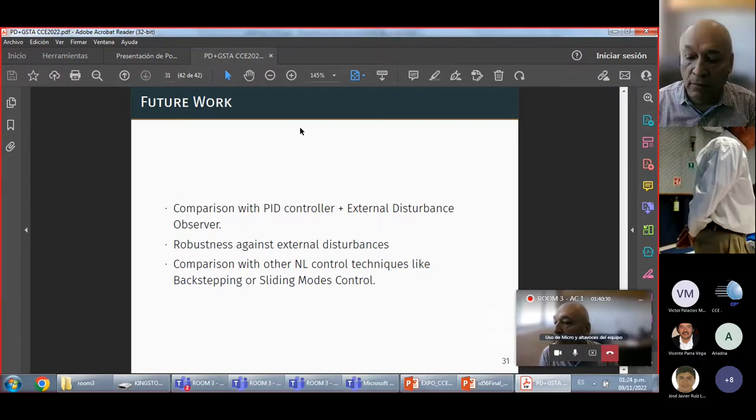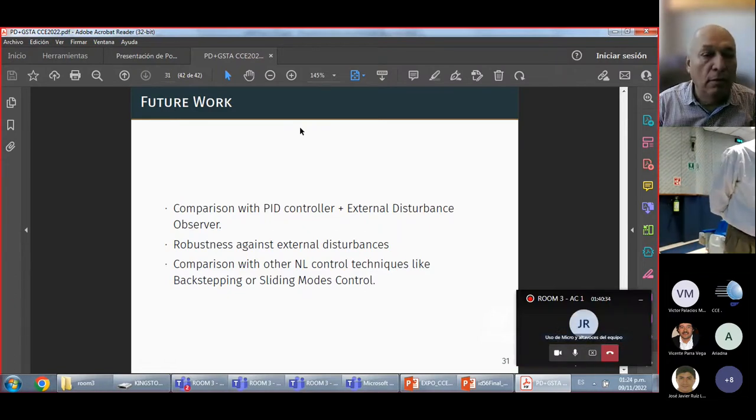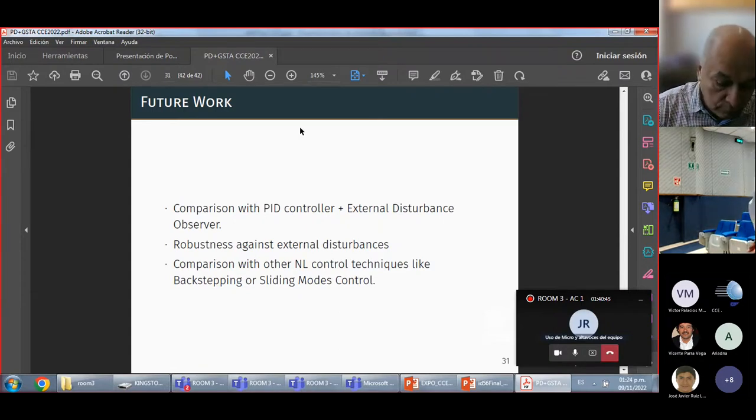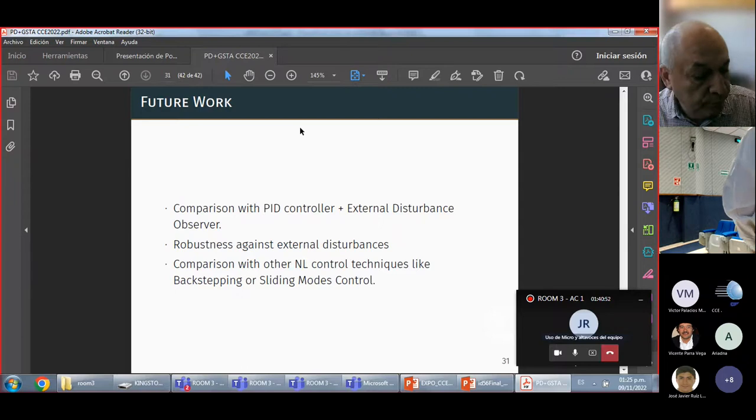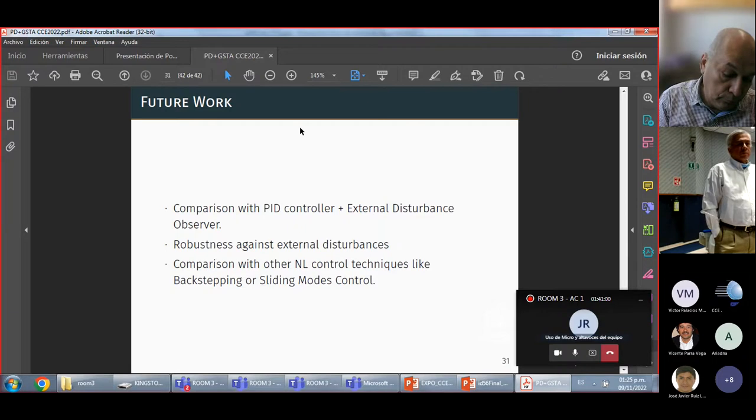Yeah, I have just one question, and I hope he can hear me well. I know you can use a lot of sliding mode control, but you can use a PD plus active disturbance rejection. Will this be a comparison in future work?